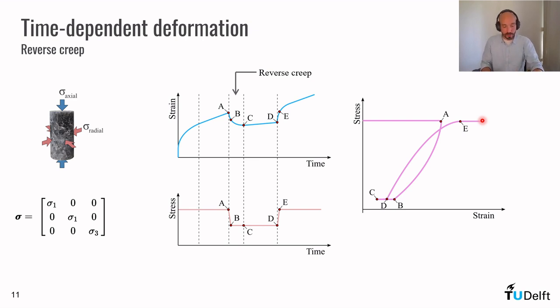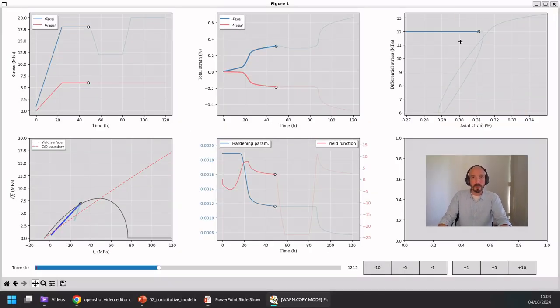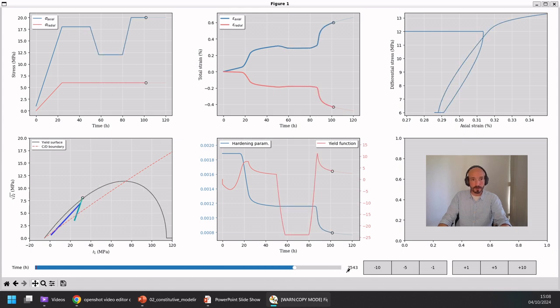We can see this in laboratory experiments, but I can show you now in a model, in the results of a model that I have implemented here. Let me do this. So, okay, let me show this. Okay, so this is a numerical experiment that I have prepared. So let's forget about these graphs here in the bottom line. Let's focus on the upper row. So this is a triaxial test that I am simulating.